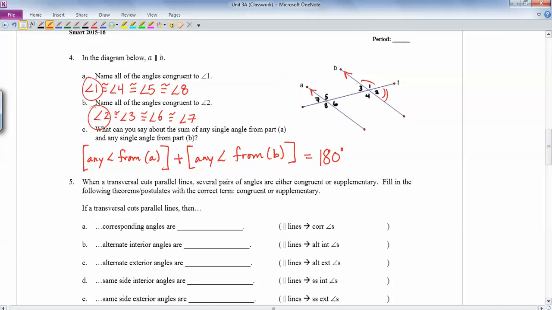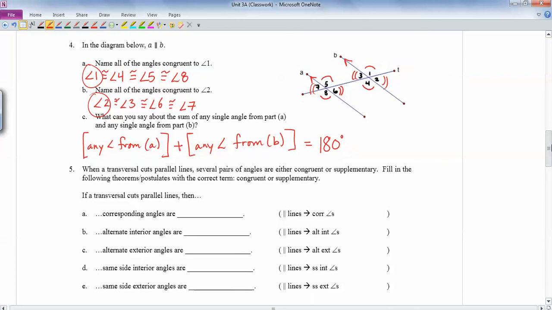And since 2 is the same as 3, is the same as 6, is the same as 7, I could do the same thing with just 1 and 7, right? Here, I'll kind of do this. All of these guys were the same, and all of these guys were the same. So anything with 1 curve plus anything with 2 curves is going to be 180 degrees.